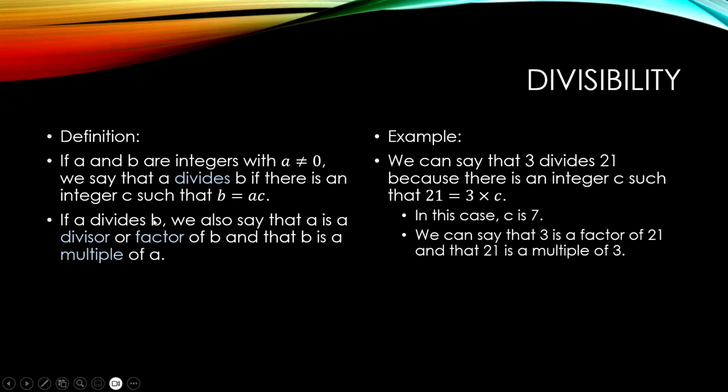And so if a divides b, we also say that a is a divisor or factor of b, and that b is a multiple of a. That's what connects divisibility and multiplication. As an example, we can say that 3 divides 21 because there's an integer c such that 21 is equal to 3 times c. In this case, c is 7. We can say that 3 is a factor of 21 and that 21 is a multiple of 3.